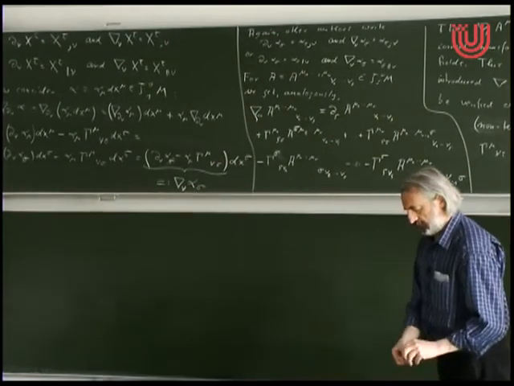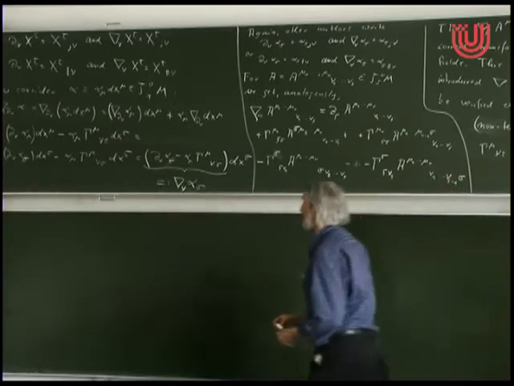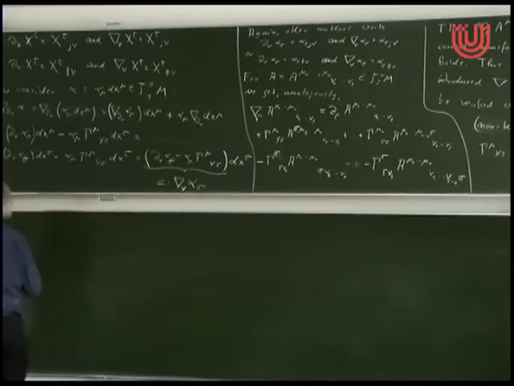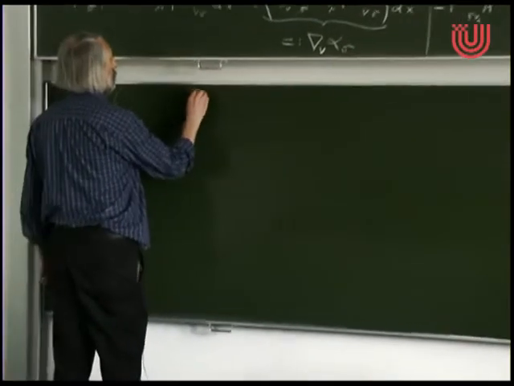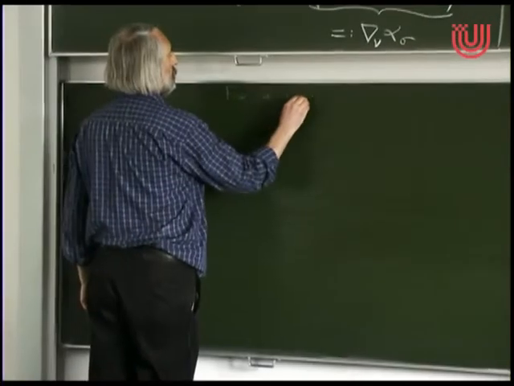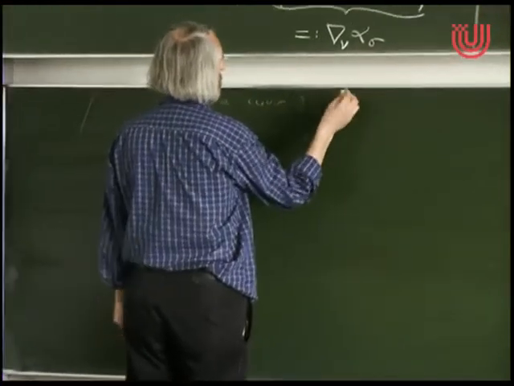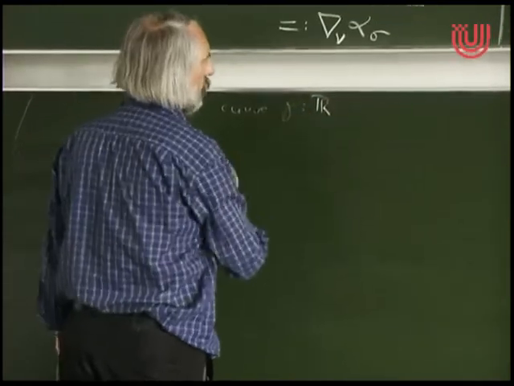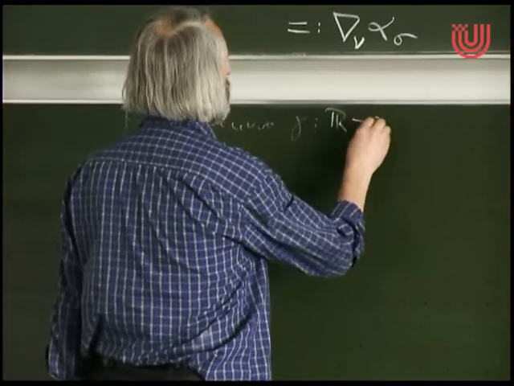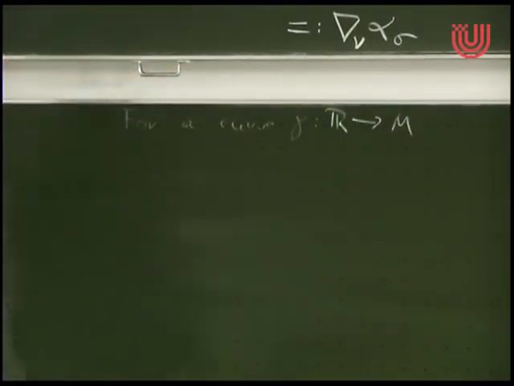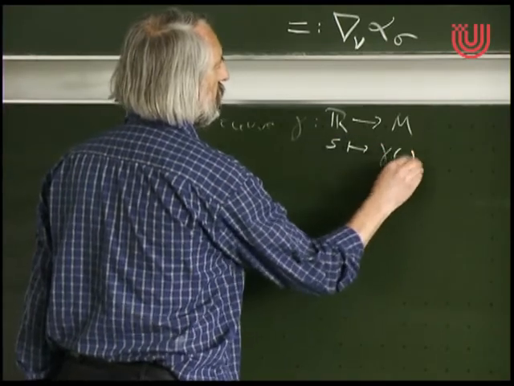So I want to explain what it means that a vector is parallel along a curve. Let me draw a picture first. So I have a curve here. What's a curve? A curve is a map from a real interval. Let's say from the whole real line. It could also be a subinterval, it need not be the whole real line, but that's not important. So that's what we would call a curve: a map which assigns to each parameter value a point in the manifold.